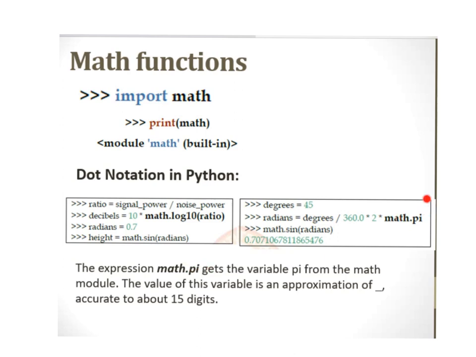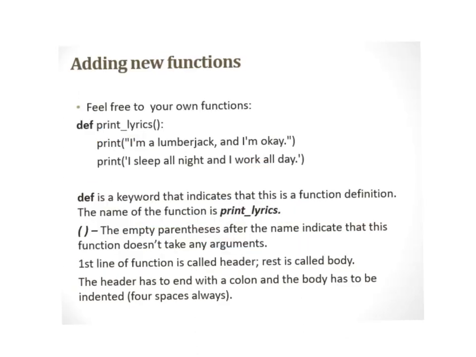By default this pi value will be 3.14. Degrees is given as some value, say 45. So 45 divided by 360 into 2 into 2 pi gives you the value, and I want the sine of that. You can see the sine operator is also used. So in the math module you have several such mathematical operators.